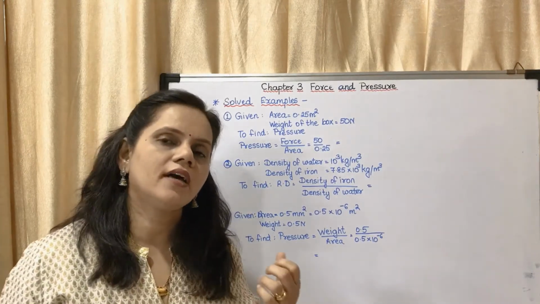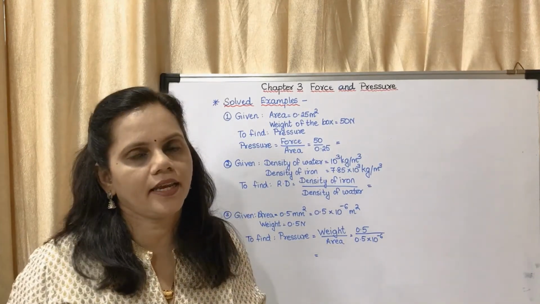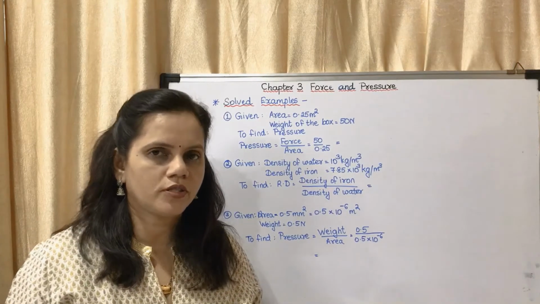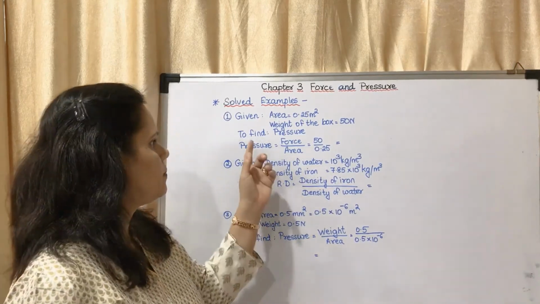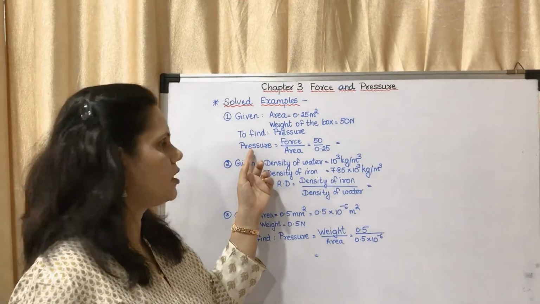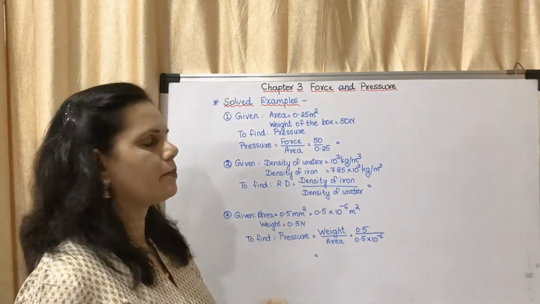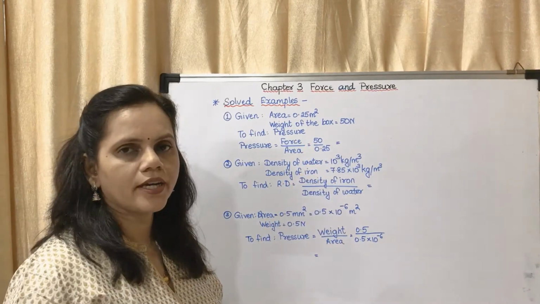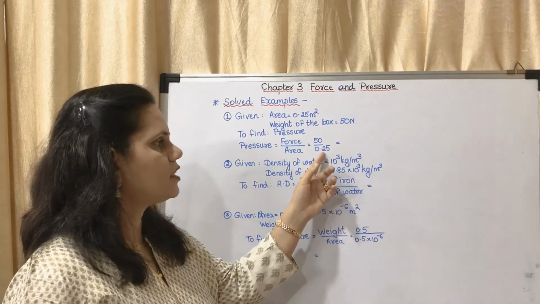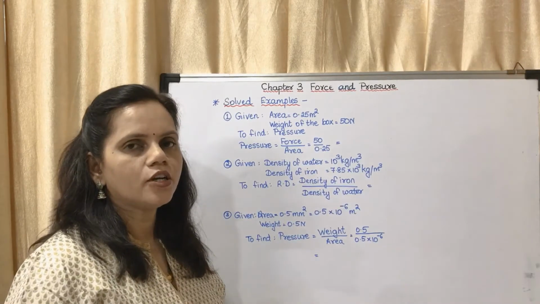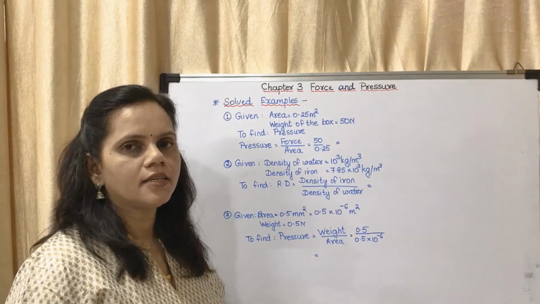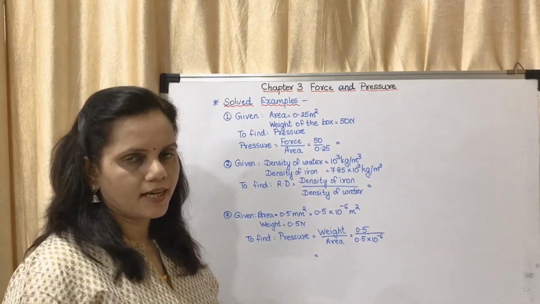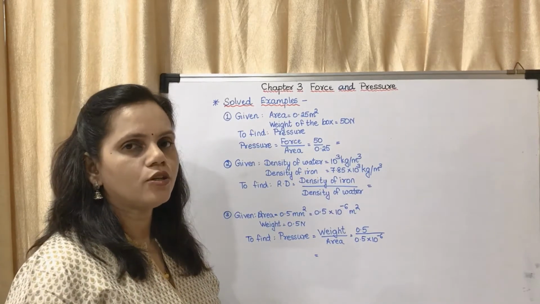So we have force, we have area. Which equation will we use? Pressure is equal to force upon area. You have to find out pressure. Pressure is equal to force upon area. You have to take it as 50 upon 0.25. Now if there is a point in the denominator, you have to get rid of that point. After the point there are two digits.